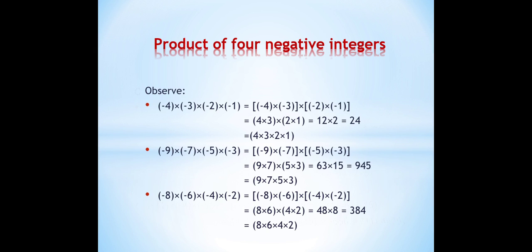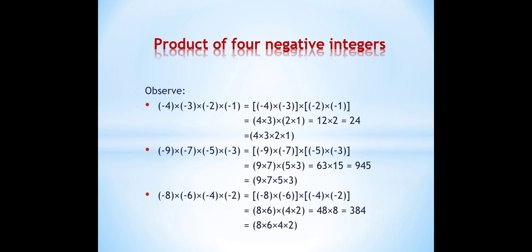If we are given minus 4 into minus 3 into minus 2 into minus 1, now we will group minus 4 and minus 3, and minus 2 and minus 1. Solving this, minus 4 into minus 3 will be 4 into 3, minus 2 into minus 1 will be 2 into 1. 4 into 3 is 12, 2 into 1 is 2, 12 into 2 is 24, 24 is equal to 4 into 3 into 2 into 1. So we can see that minus 4 into minus 3 into minus 2 into minus 1 is equal to 4 into 3 into 2 into 1.